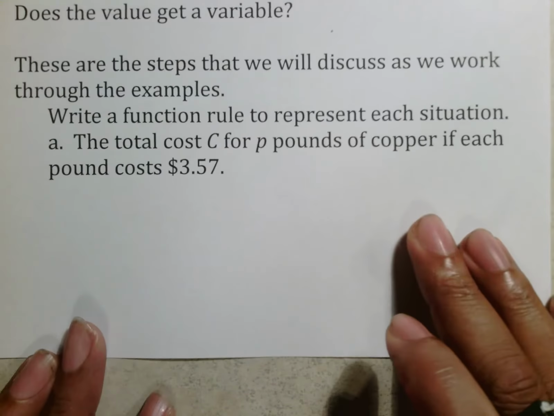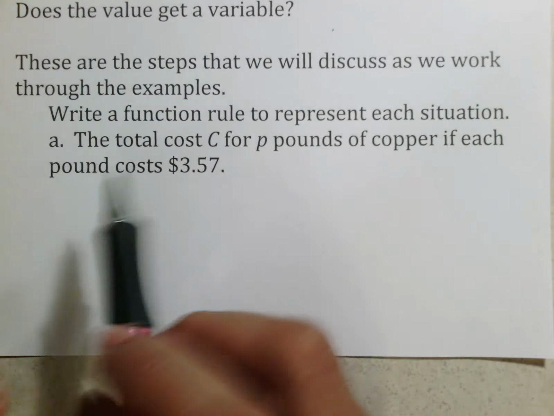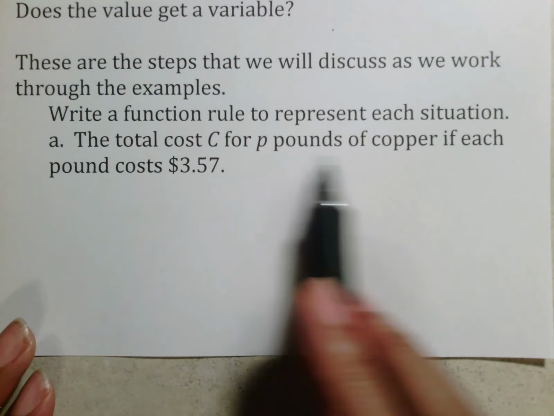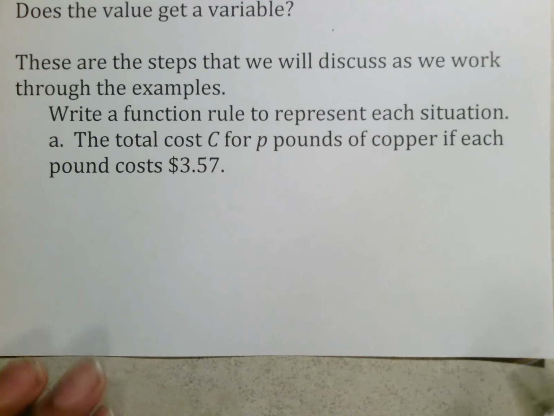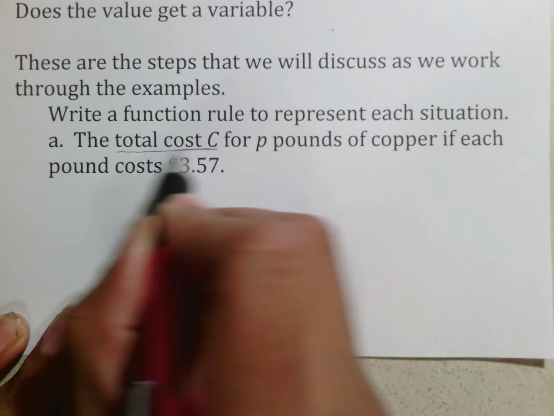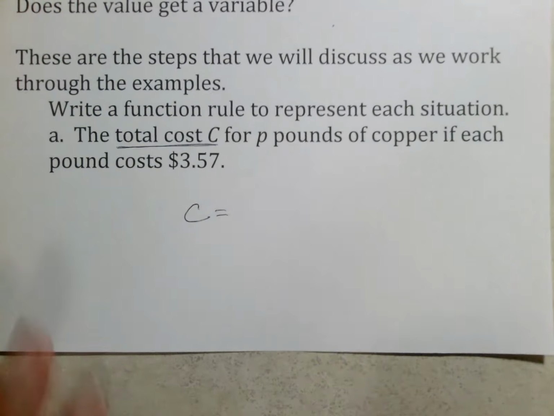So these are your examples. Again, very quick video. I'm just going to walk through some of these things, discuss them, and make sure that you understand what's going on. It says write a function rule to represent each situation. The total cost C for p pounds of copper if each pound costs $3.57. Remember, the first thing you have to do is find out how they want you to represent the total. They say the total cost C, so we want to start with C equals.